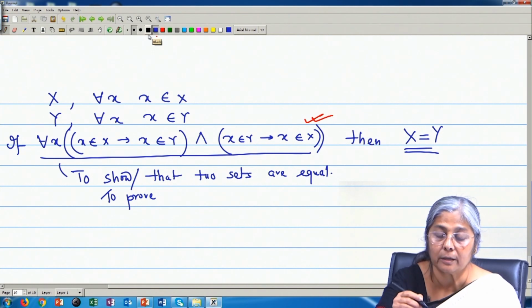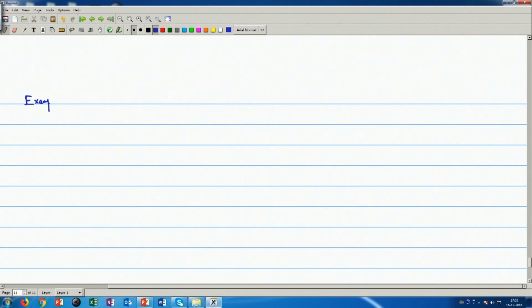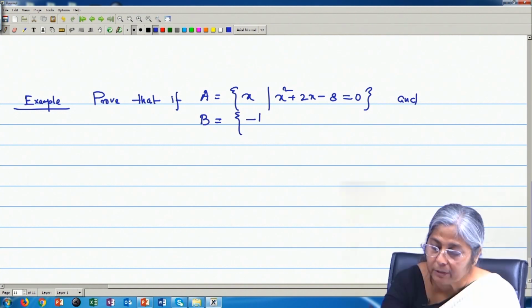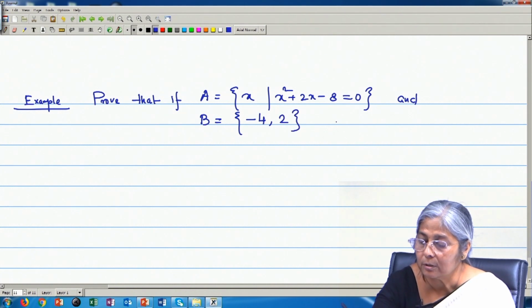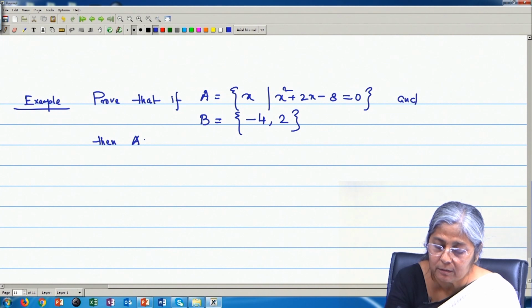Now, we take one example. Say, prove that if A equals the set of x such that x square plus 2x minus 8 equals 0, and B equals the set with two elements, minus 4 and 2, then the two sets are equal.